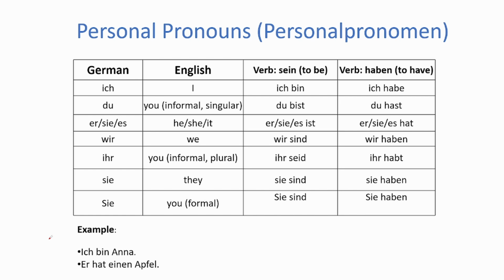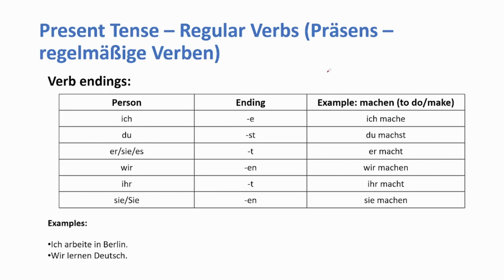We will see example sentences here. First is ich bin Anna. That means I am Anna. Er hat einen Apfel, which means he has an apple.